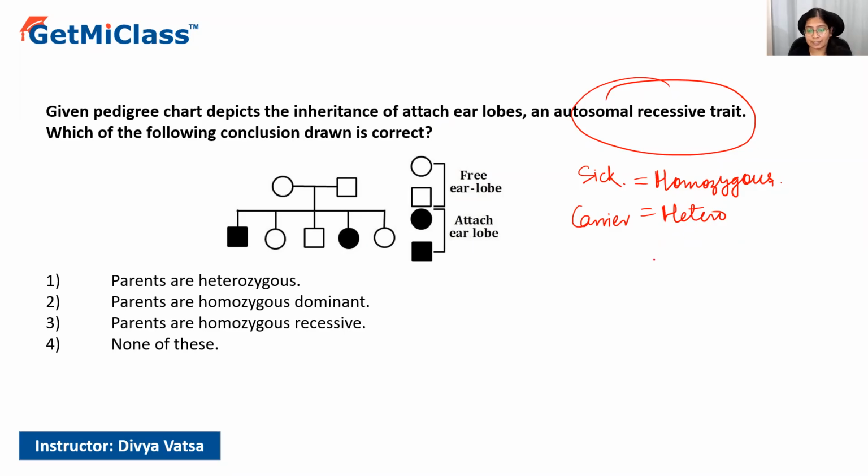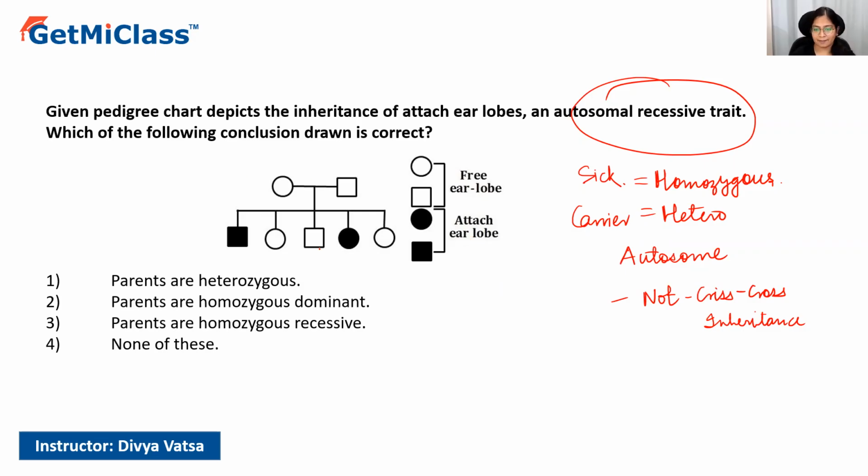Again, it is not present on the X-link, it is present on the autosome. Since it is present on the autosomes, it is not going to show any crisscross inheritance pattern. That is, not just from the father to the daughter, or from the mother to the son, but it could be in any way. It could be from any of the parents.